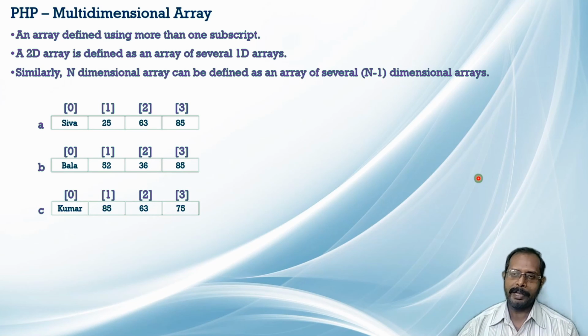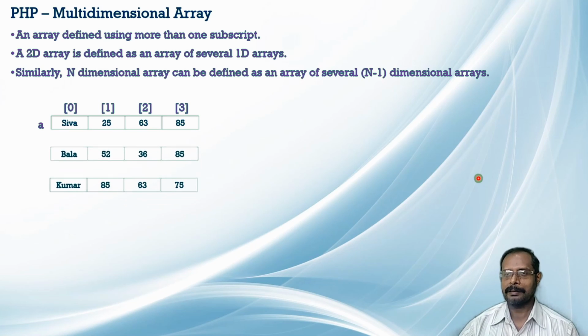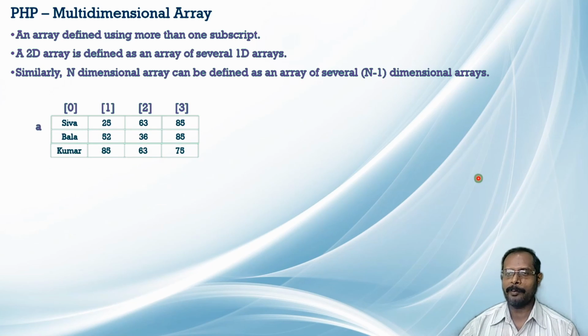I am going to combine these 3 separate one-dimensional arrays into a two-dimensional array like this, and I am going to give the common name for the array as A, and the row indexes will be A of 0, A of 1 and A of 2. So these are the row indexes and these are the column indexes. Now this is a two-dimensional array.